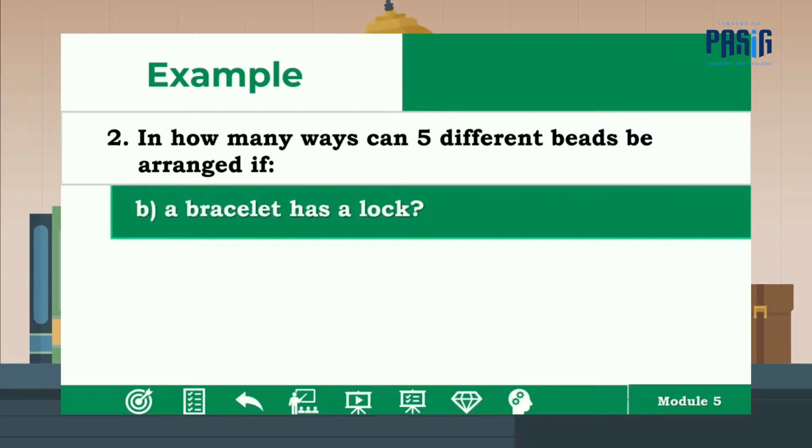A bracelet has a lock. P is equal to n factorial. So P is equal to 5 factorial, where n is equal to 5. Wherein 5 factorial is equal to 120. So P is equal to 120 ways.